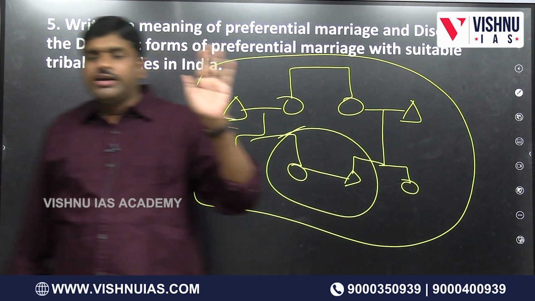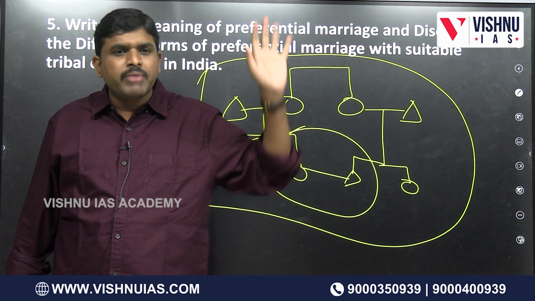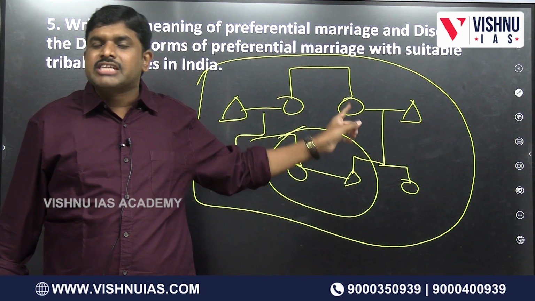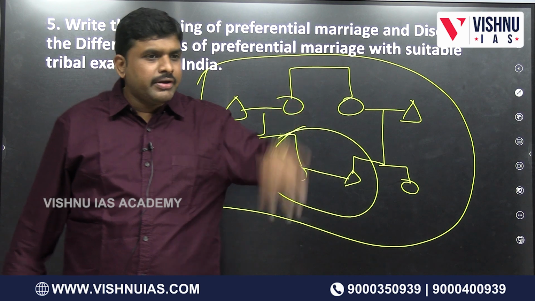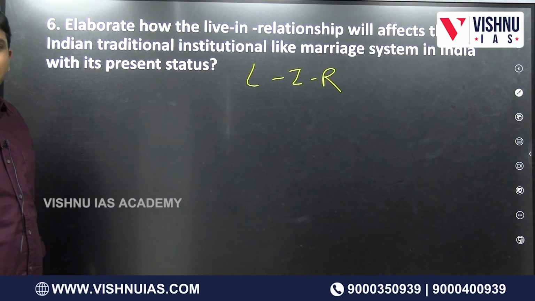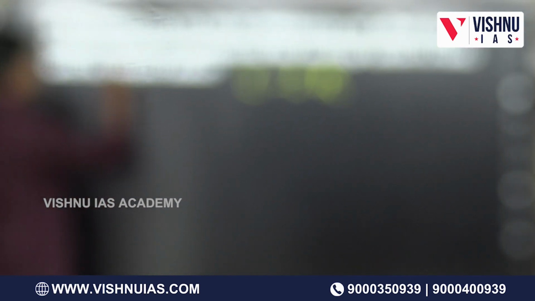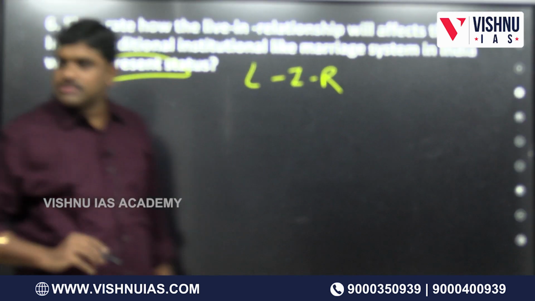Laws of marriage are different. Laws of marriage are endogamy, exogamy, hypergamy, hypogamy. This is called marriage regulations: prescribed, preferential, proscribed. Elaborate how the live-in relationship will affect the Indian traditional institutions like the marriage system in India with its present status.